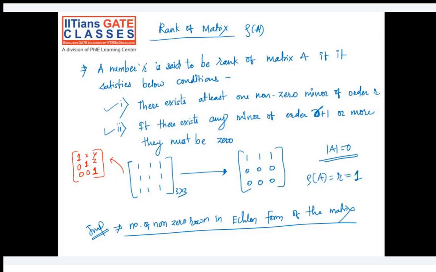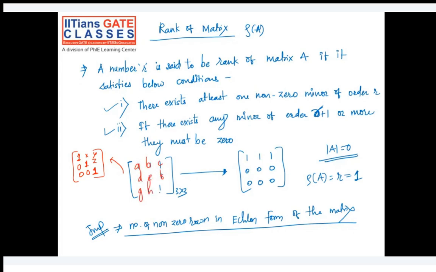Let's say the matrix is A, B, C, D, E, F, G, H, I. In general, any matrix we are trying to convert, we have to convert into echelon form, which looks like this, and then calculate the number of non-zero rows. If this is the case you are getting, then how many non-zero rows are there? 3. So the rank is 3.